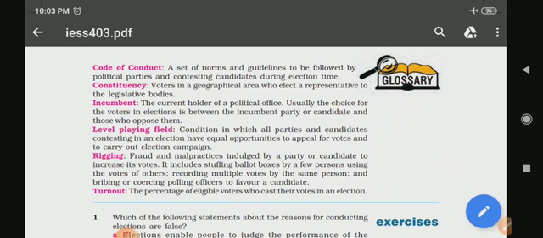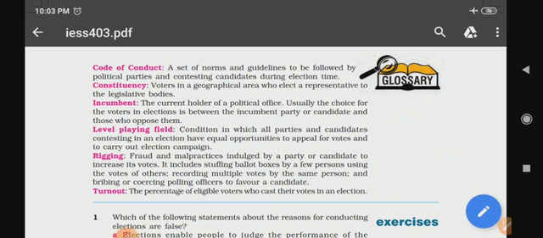Incumbent. So incumbent is the current holder of a political office. Usually the choice for the voters in elections is between the incumbent party or candidate and those who oppose them. Next is level playing field, a condition in which all parties and candidates contesting in an election have equal opportunities to appeal for votes and to carry out election campaigns.